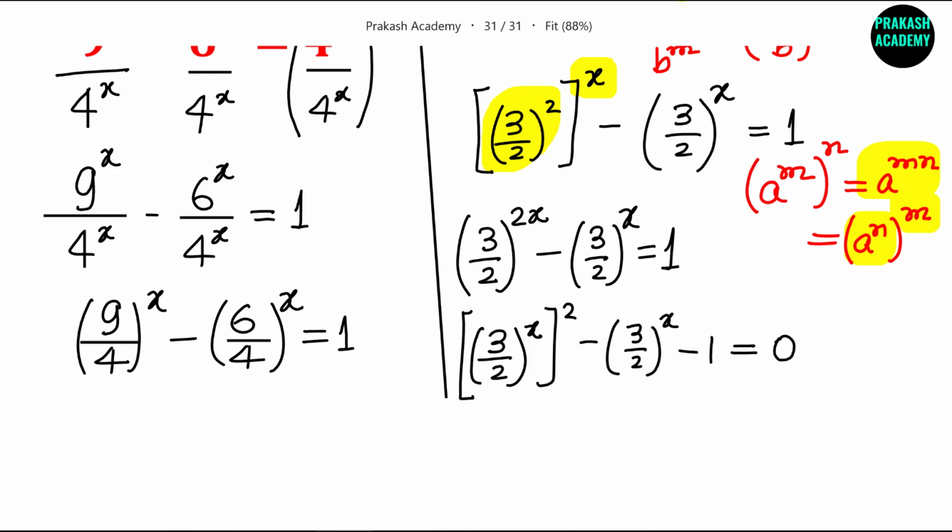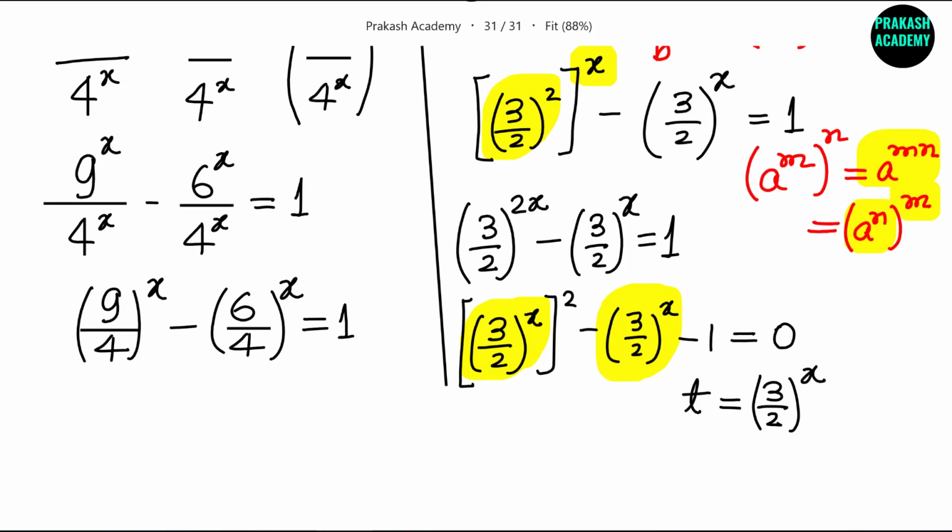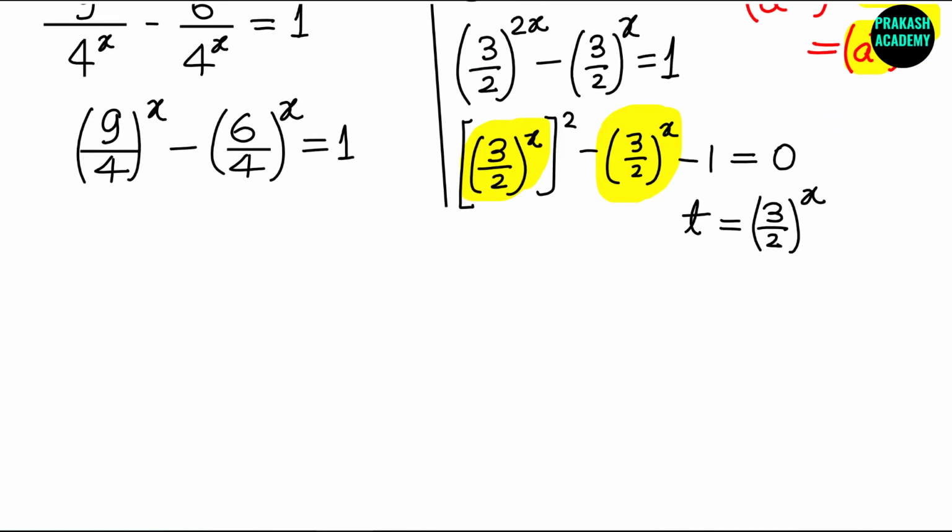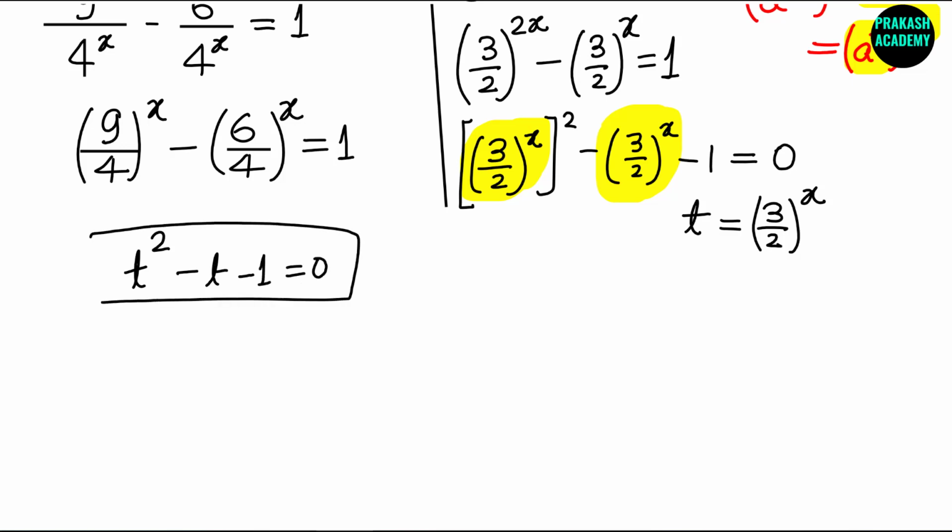Now you see 3 by 2 raised to the power x here, and here I also have it. So I can do a substitution. Let us substitute t equals 3 by 2 raised to the power x. Now with this substitution I can rewrite this expression as t square minus t minus 1 equals 0. Now this is a quadratic equation.